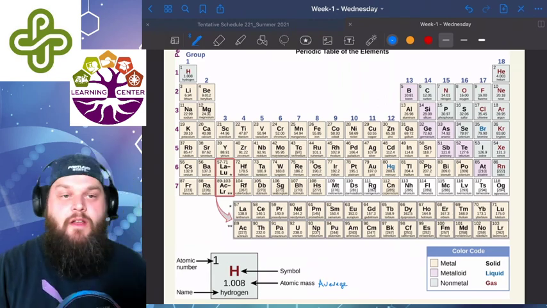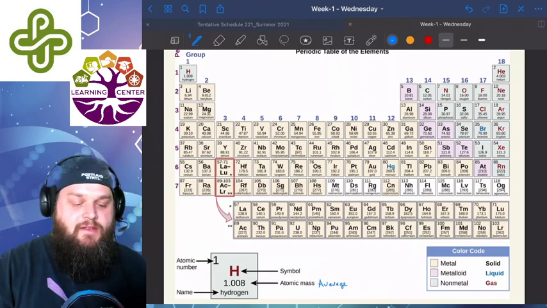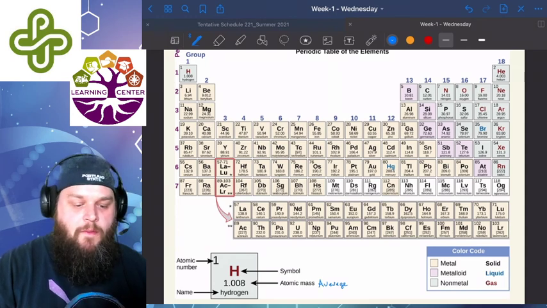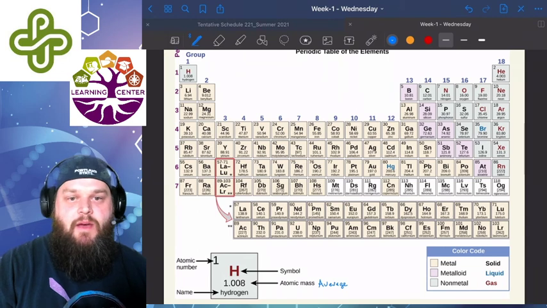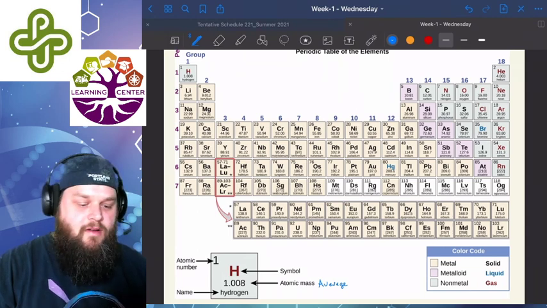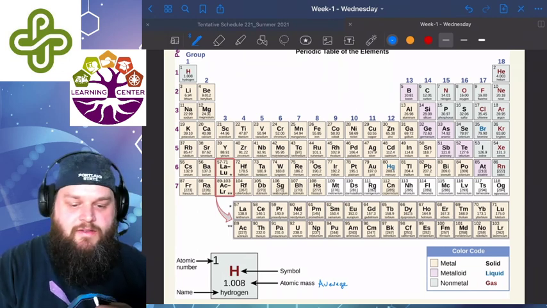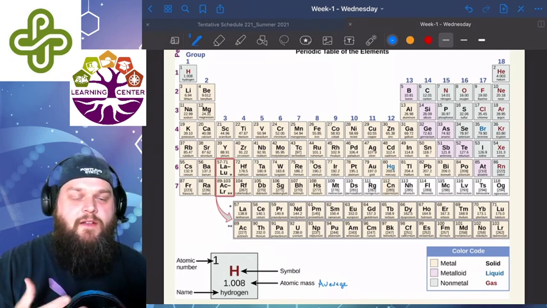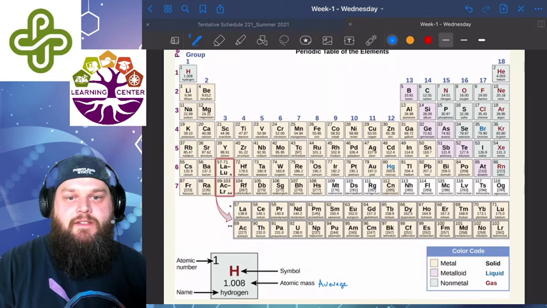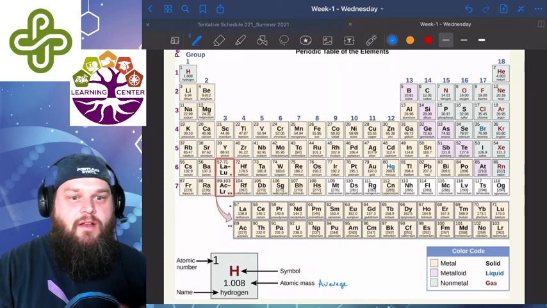which is important to know. The average atomic mass for hydrogen is 1.008 grams per mole. That's an average because there are different isotopes. We're going to get into isotopic abundance a little bit later. Then the name is underneath. These are the common things we use. This periodic table is really useful, so find a version of it that you like and keep it in a place that you can always refer back to it.